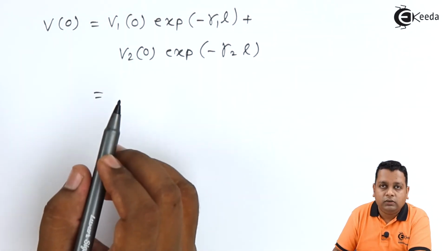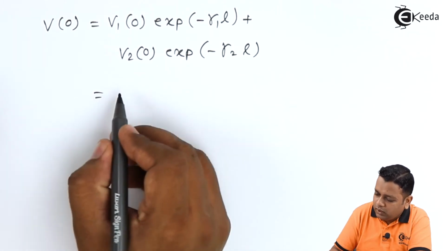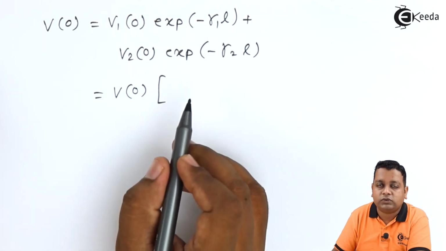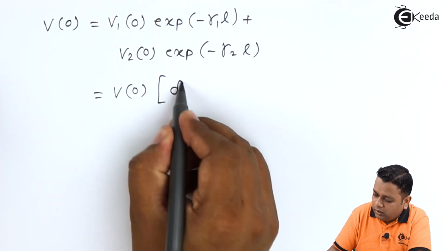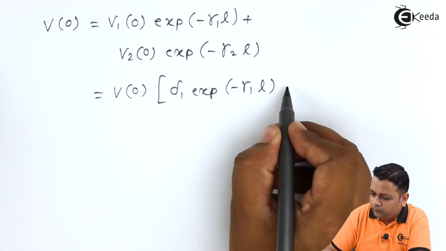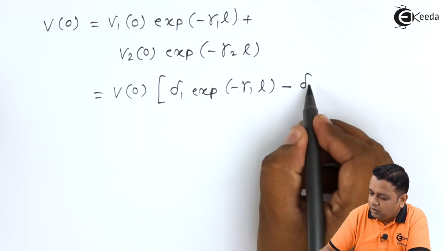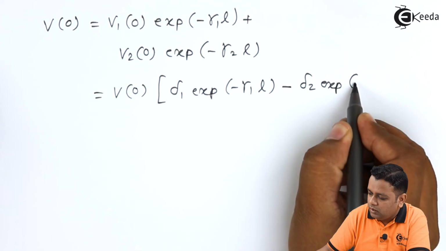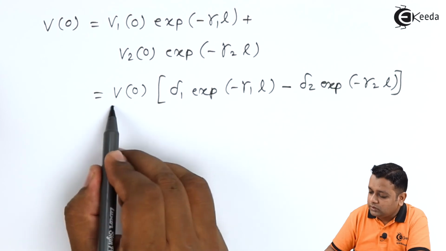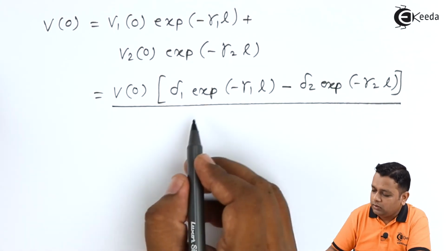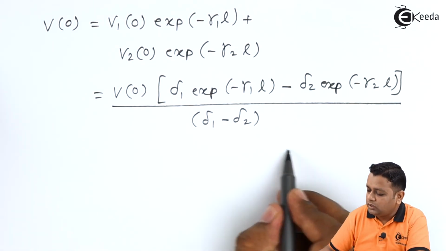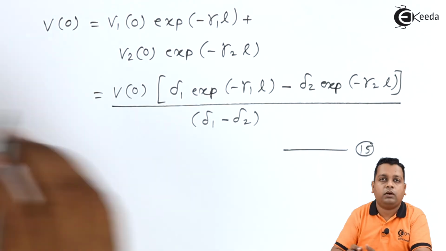By the next line, we can get it into the form where we write V of 0 outside the square bracket, and inside the square bracket we are left with del 1 exponential of minus gamma 1 into L minus del 2 into the exponential of minus gamma 2 into L. The square bracket is completed, and this is completely divided by the bracket that has a difference of del 1 and del 2. So this equation can be the next equation, equation number 15 here.